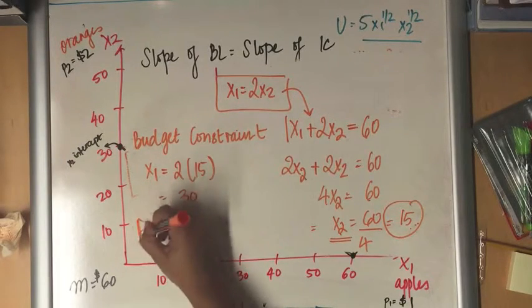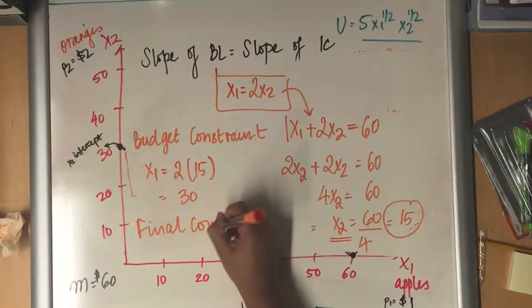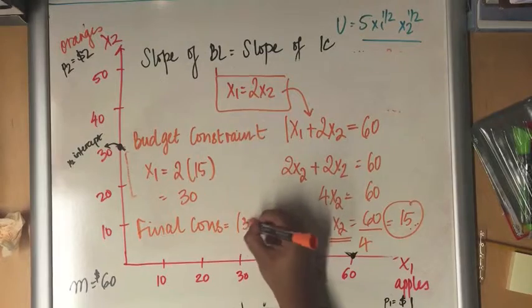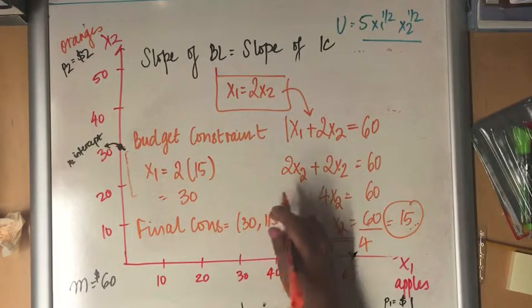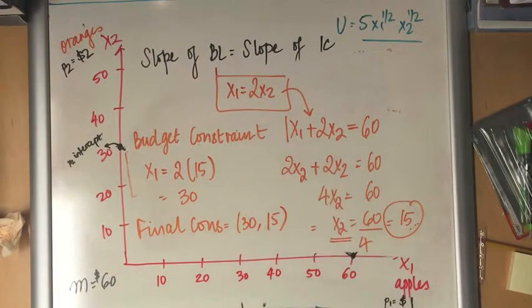So my final consumption bundle is 30, 15. Oh, that's 30, 15.